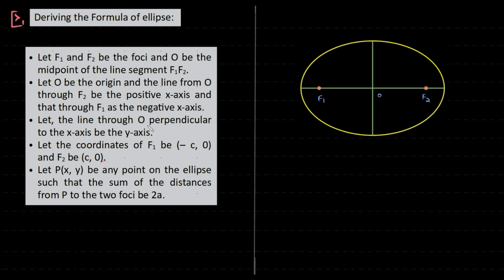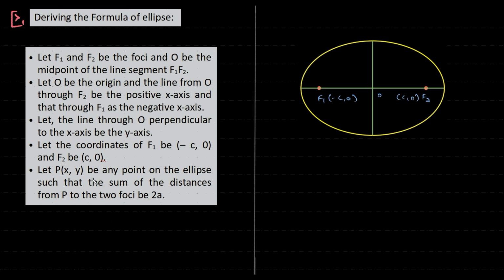Let the line through O perpendicular to the x-axis be the y-axis, so that's your y-axis. Let the coordinates of F1 be (-c, 0) and F2 be (c, 0).